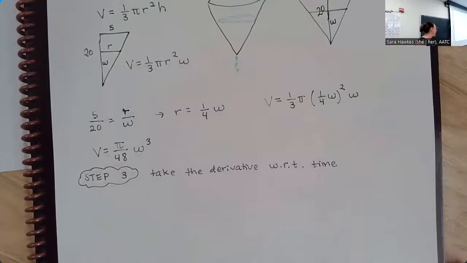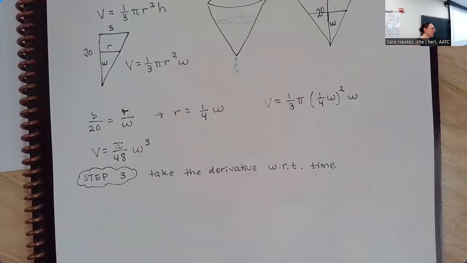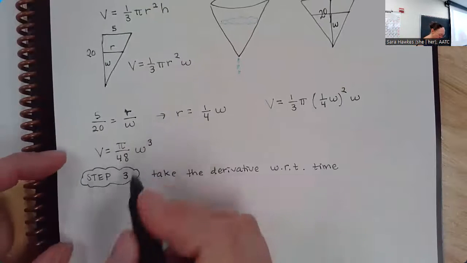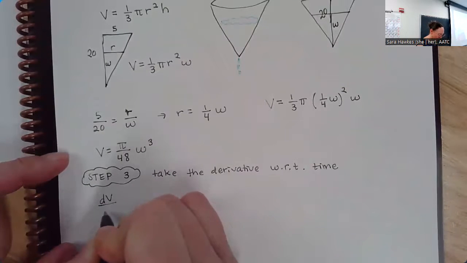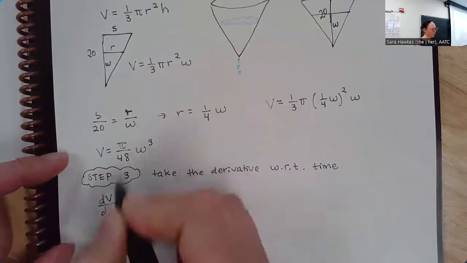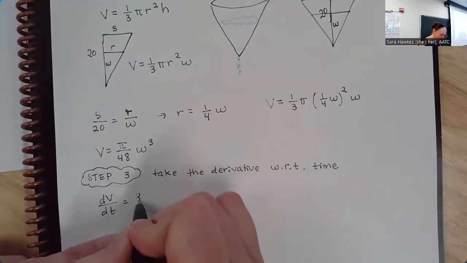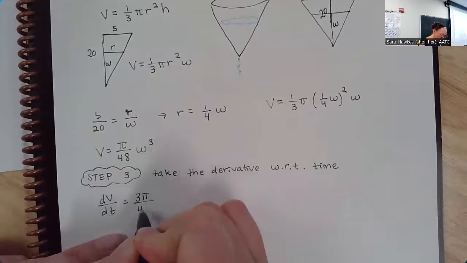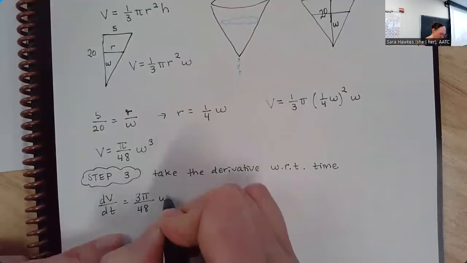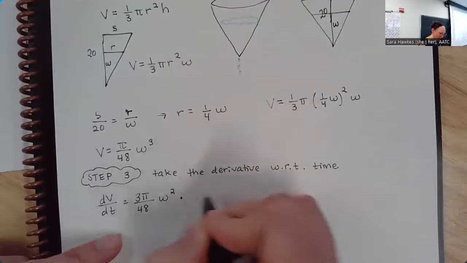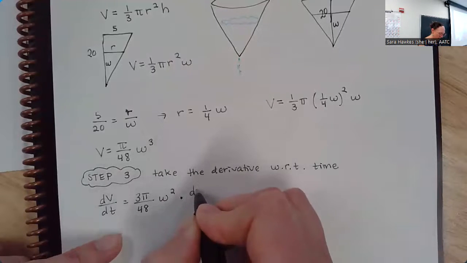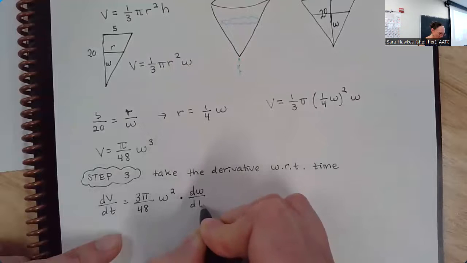Third step for a related rates problem, I need to take the derivative with respect to time. When I do that on the left-hand side, that looks like just writing dV/dt. When I do that on the right-hand side, I actually have to take the derivative. So I'll have 3 pi over 48 times W squared. And then because it's with respect to time, I've got to remember to multiply by dW/dt.